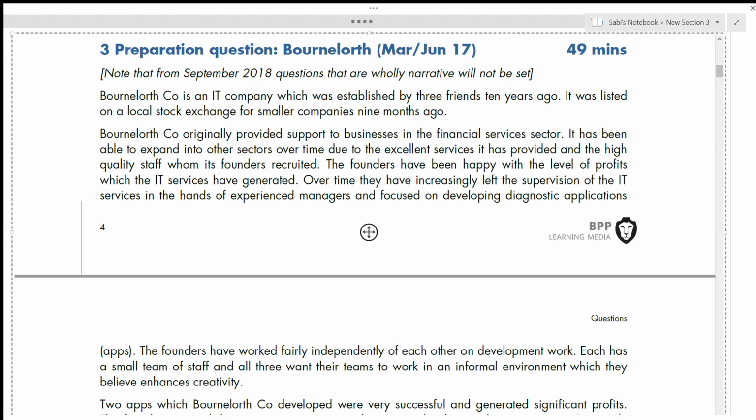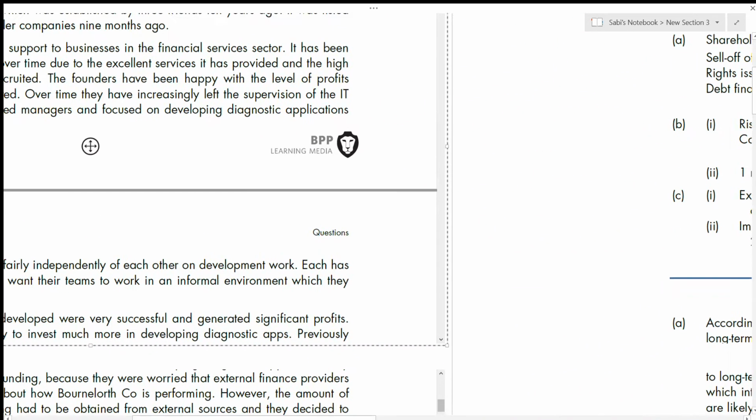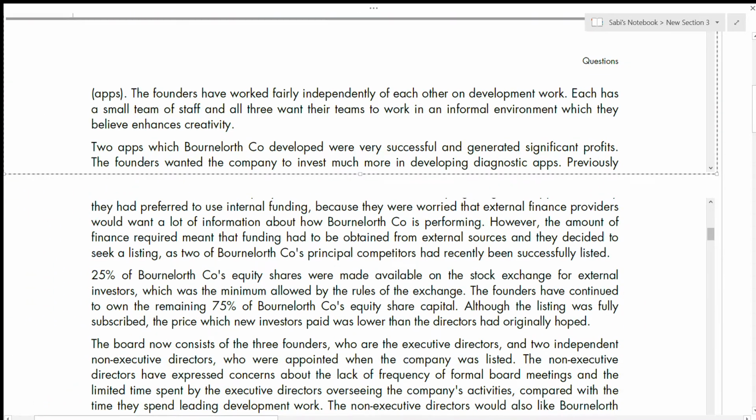Question 3 from AFM revision kit, right? This is a 25 marks question again, so we'll try to finish this question in 36 minutes. So I will be going very fast because this is theory. As always, I will start reading the requirements first.